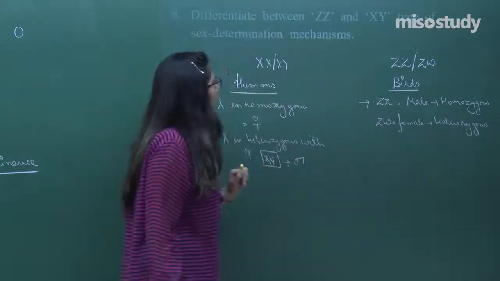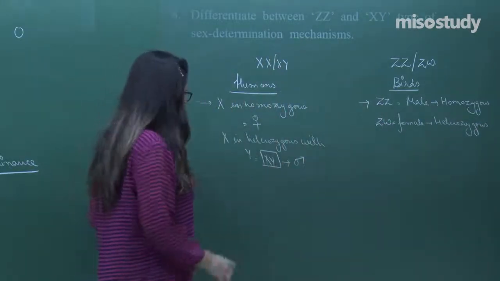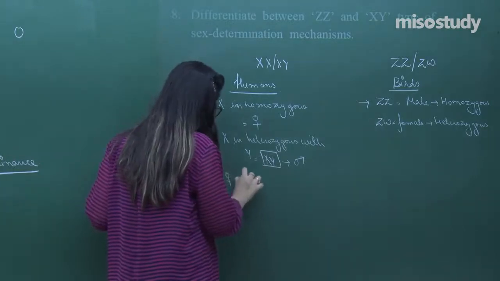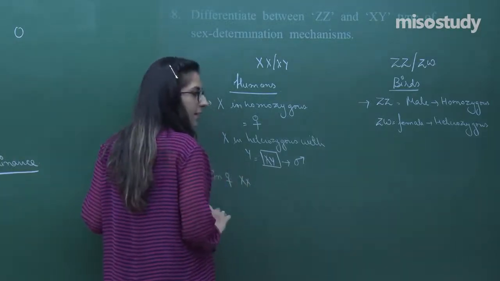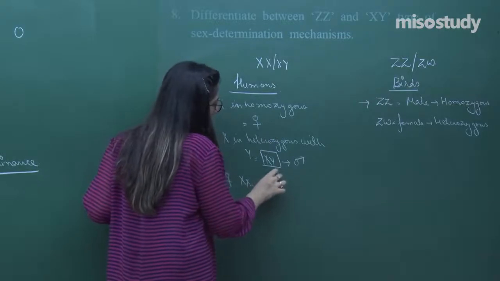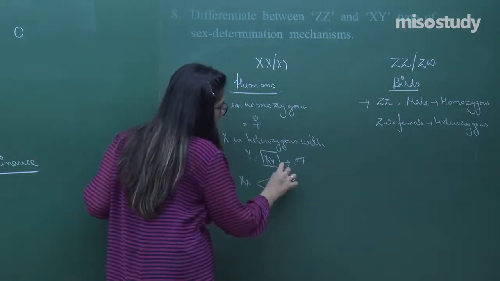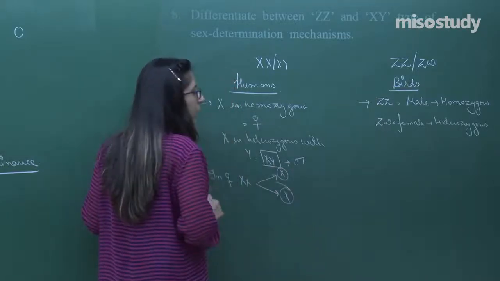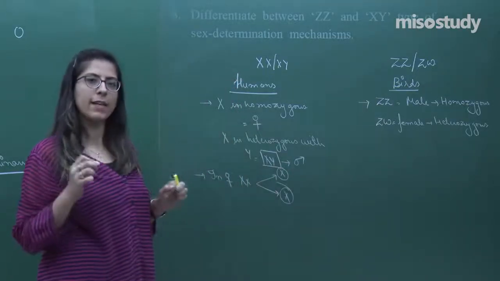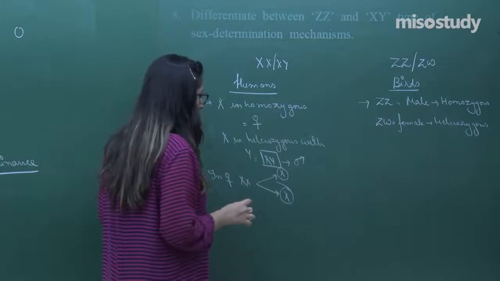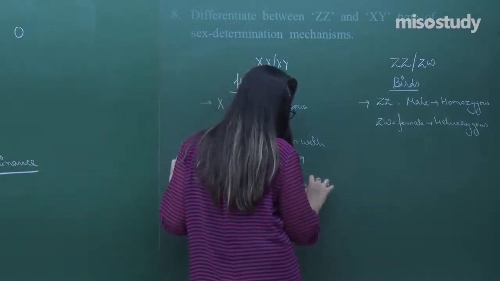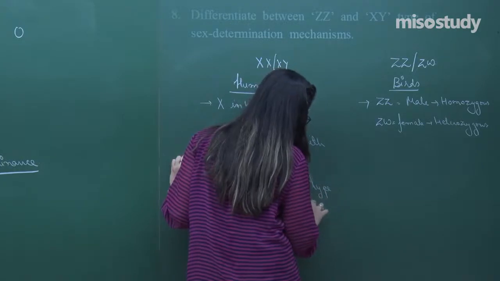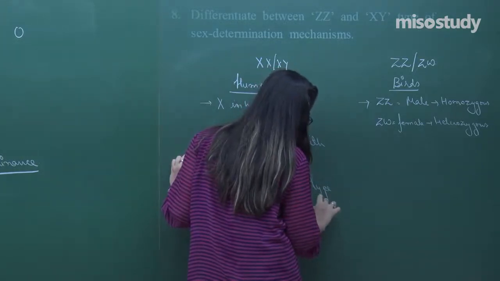In case of XX, in female, XX chromosomes are there. Only one type of gamete is produced: one is X and another is also X. So female produces only one type of gamete, that is only X.